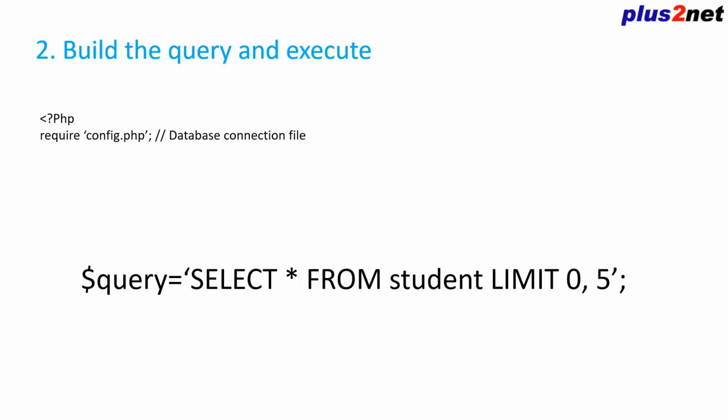Here query is a string variable, where we are using a select query, select star from student, limit 0 to 5. Since we used a star, all the columns will be returned from the student table, and this limit command tells it to start from the first record, the 0th position, and return 5 records. So this is all about our query, which we will be using for collecting the records from our database.